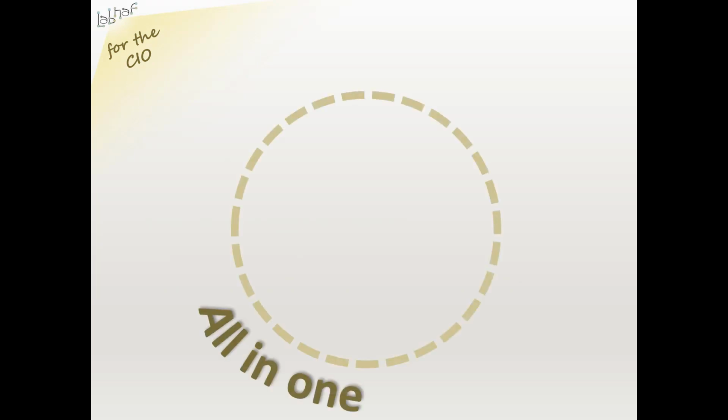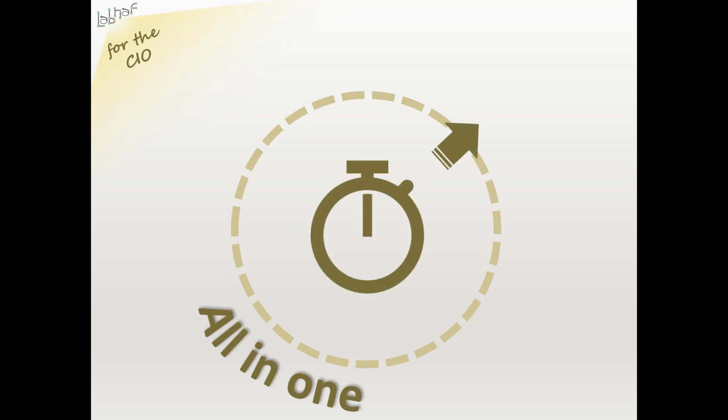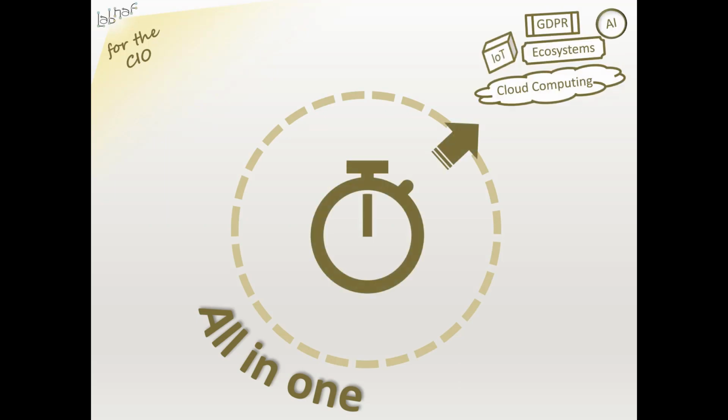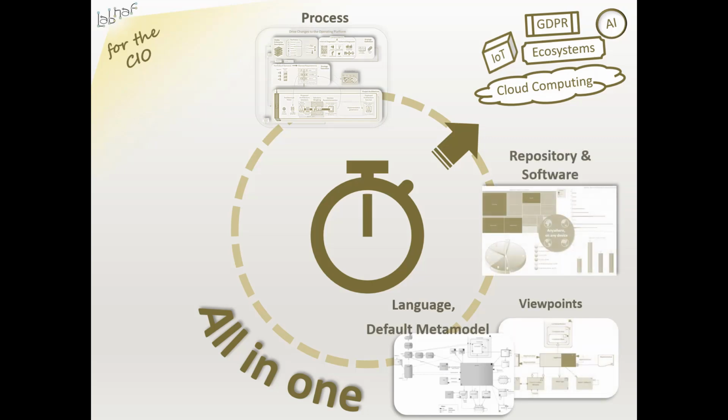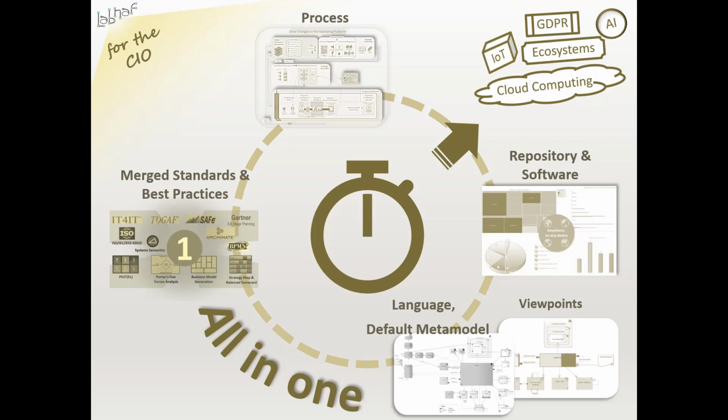For the CIO, the benefit is that out of the box, Labnaf is all in one and ready to go. Your architecture team can directly focus on the business outcomes. The transformation process, the language, the default metamodel, the viewpoints, the repository, and the software, everything is already integrated. And you have seen that standards and best practices are already merged as well. So right from the start, you are already saving several years.